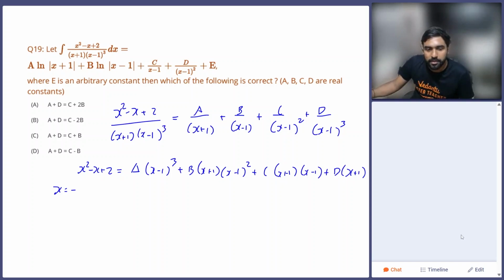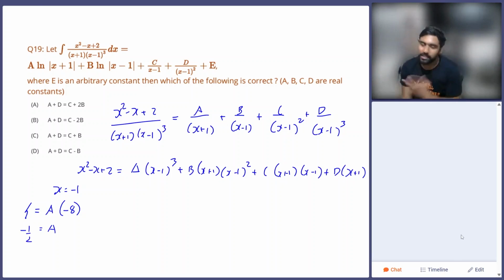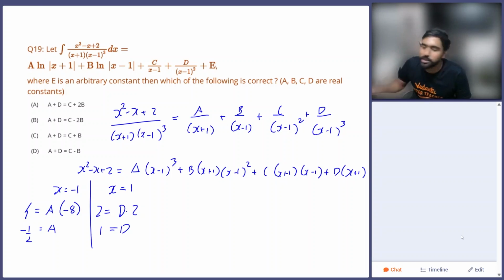Let's substitute x is equal to minus 1. When you substitute x equals to minus 1, what will you get? You will get 1 plus 1 plus 2, that is 4, is equal to a into minus 8. Rest everything will be 0. So from here, first things first, a is equal to minus 1 by 2 we have gotten. Okay. Next, can I eliminate something? Let's substitute x is equal to 1. When you put x is equal to 1, what will you get? You will get 2 equals to 0, 0, 0, and I have d into 2. So basically d ka value comes out as 1. Very well, I've got d is equal to 1.